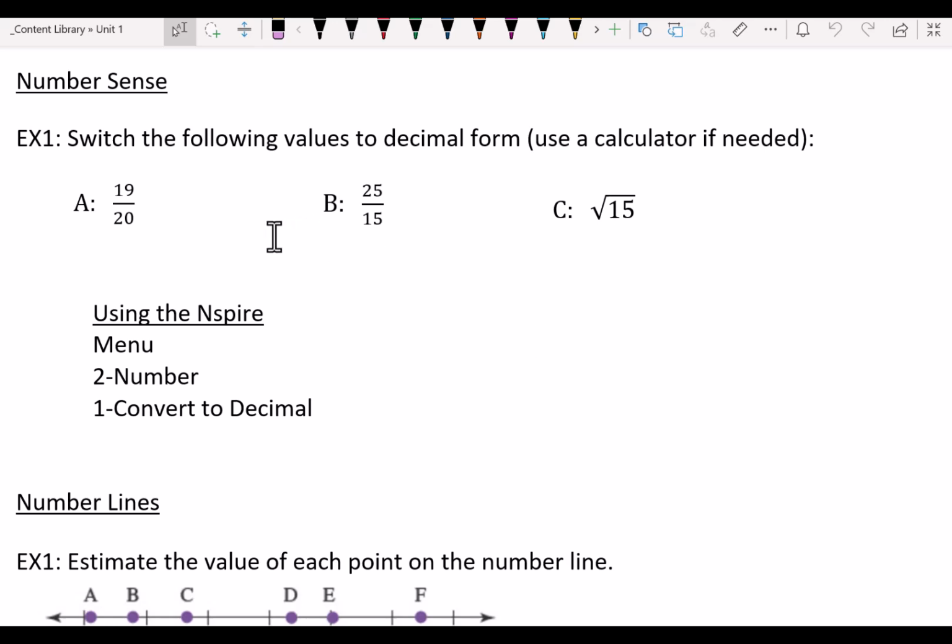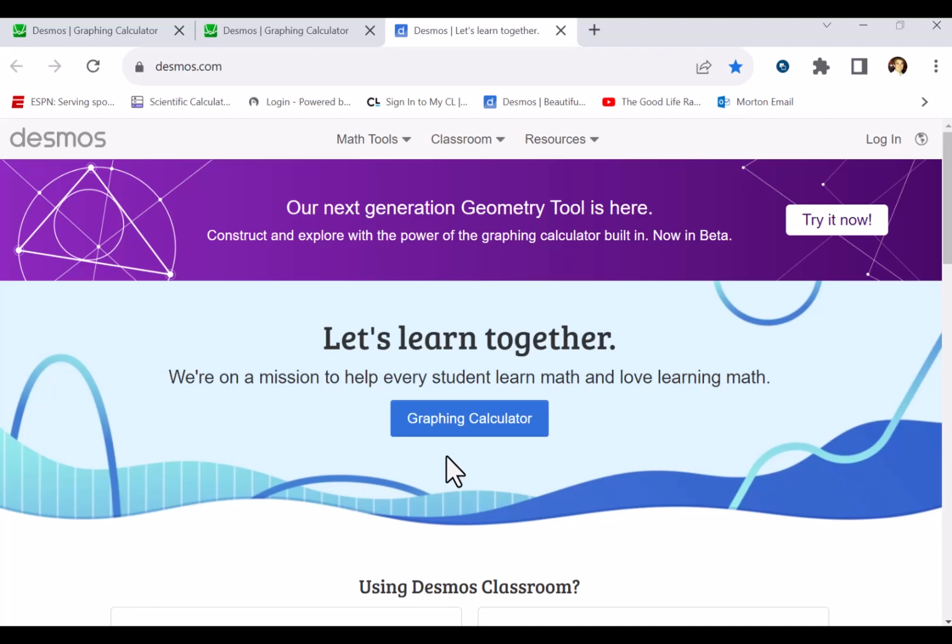In this example, I'm going to show you how to turn the values of a, b, and c into decimals. I'm going to show you how to use the Inspire calculator and also Desmos. So if you use Desmos, you're going to go to desmos.com, click the graphing calculator.